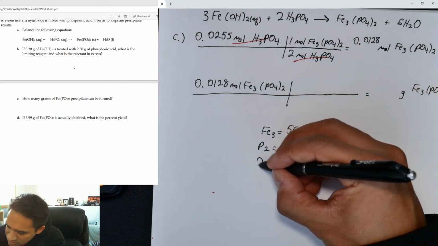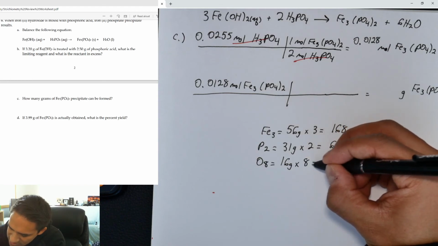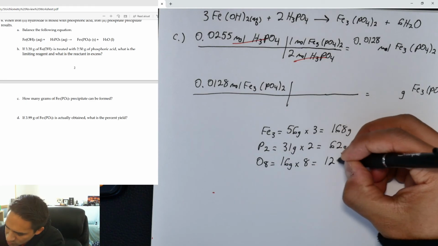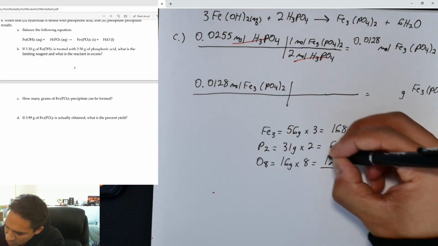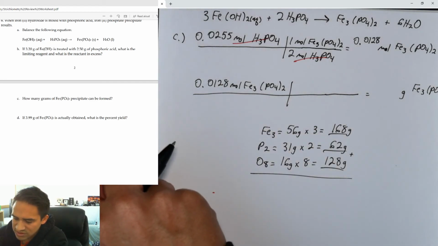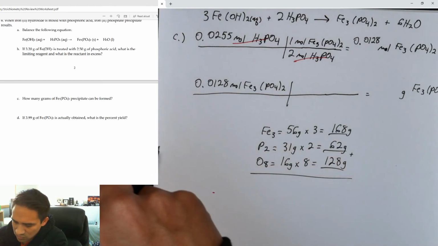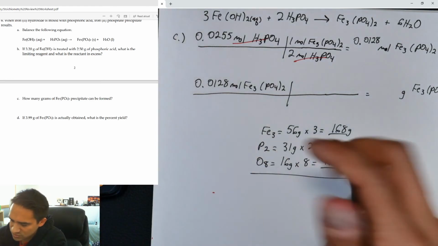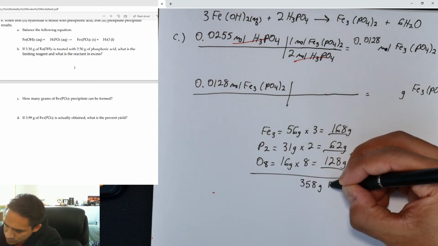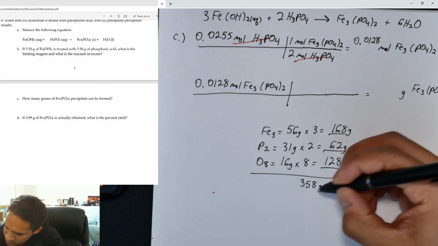And then this 2 is going to multiply the 4 oxygens. So we're going to have 8 oxygens total. Okay, so 16 grams for oxygen times that by 8. So 16 times 8. And I get 128 grams. And then, of course, we need to add all of those together to get our molar mass. So 168 plus 62 plus 128 equals 358 grams per mole, which, again, I knew that this is going to be a big number, so that makes sense.